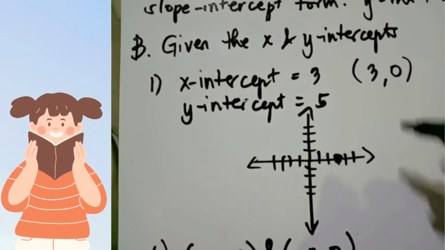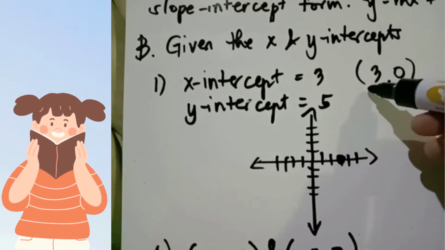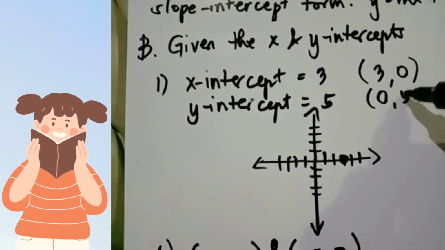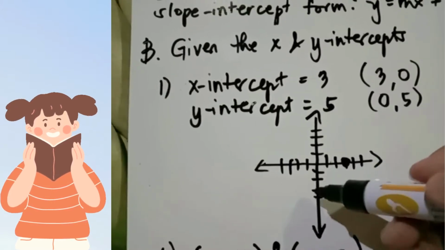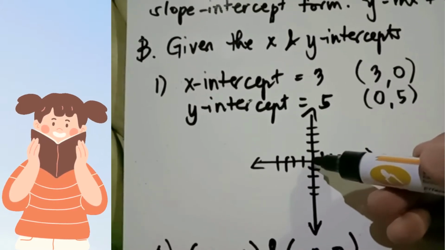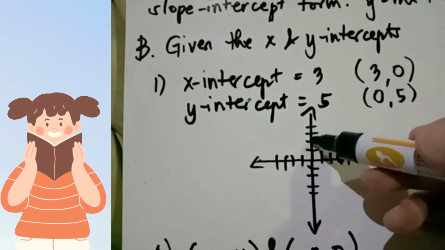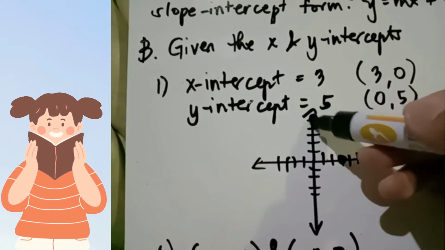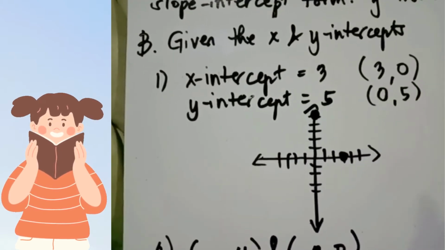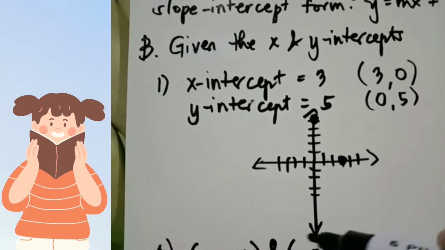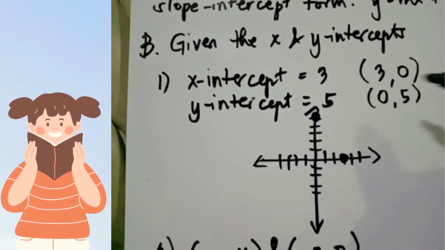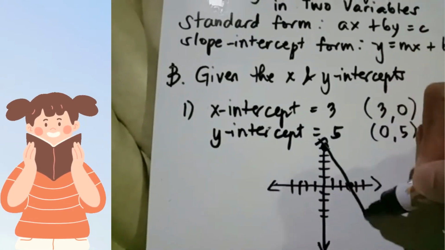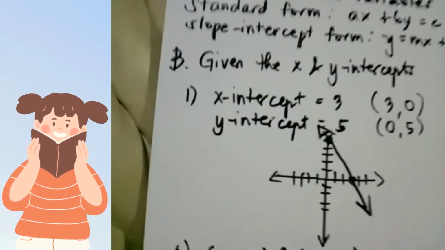For the y-intercept, ang ating y-intercept, so meaning, ang x mo ay 0, and then, ang y mo ay 5. So, from x, which is 0, 1, 2, 3, 4, 5. So, doon ka, sa y-intercept ka, or sa y-axis ka magpa-plot. So, that's why it's called y-intercept. Then, afterwards, connect the 2 points. Then, there you have your graph.